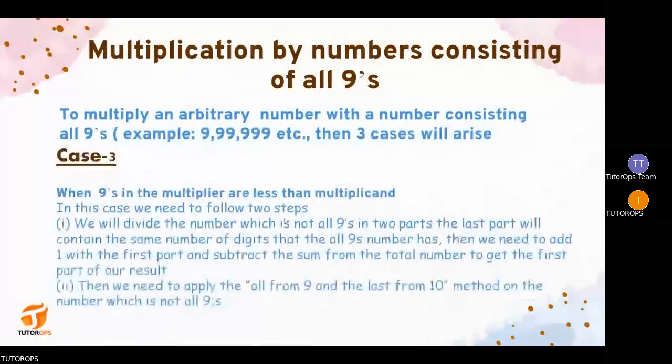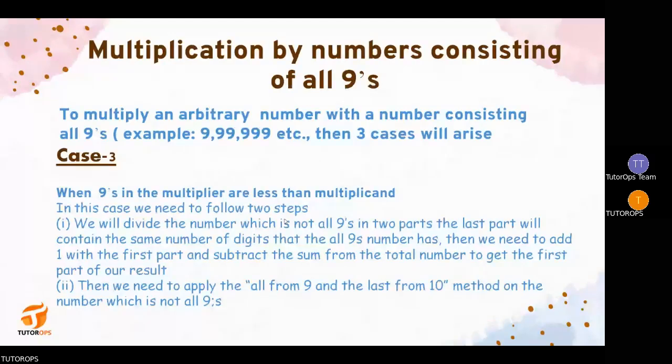Now when the nines in the multiplier are fewer than the digits in the multiplicand, we divide the number which is not all nines into two parts, and the last part will contain the same number of digits that the all-nines number has. Then we need to add 1 to the first part and subtract that sum from the total number to get the first part of our result. So let me explain this thing. This is a bit complicated.